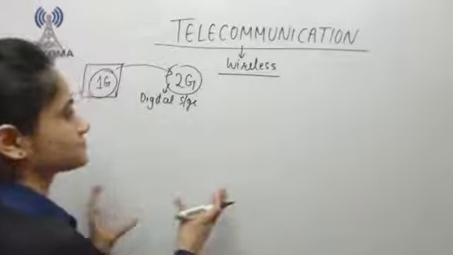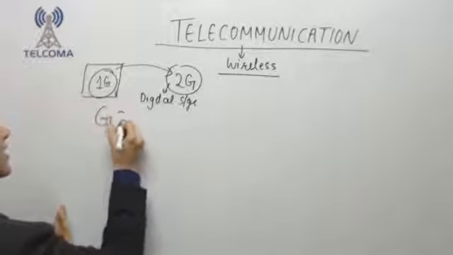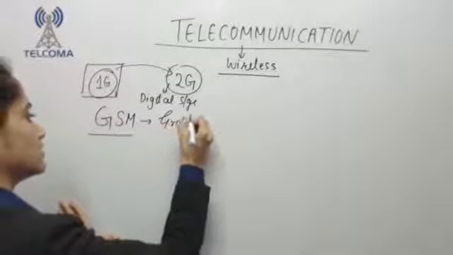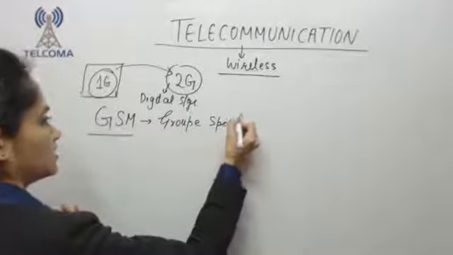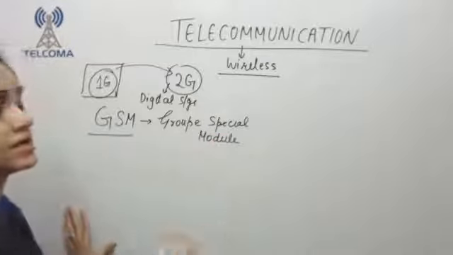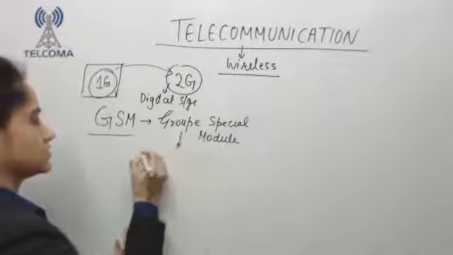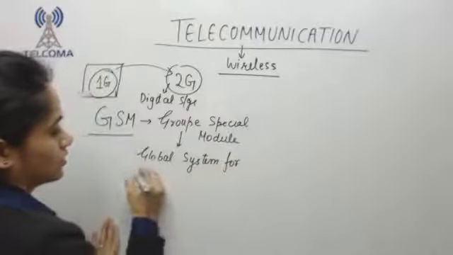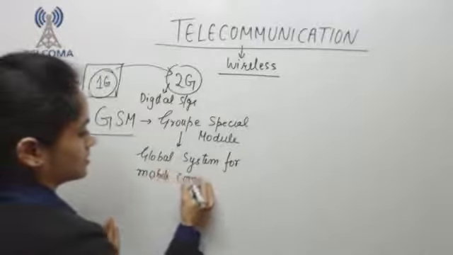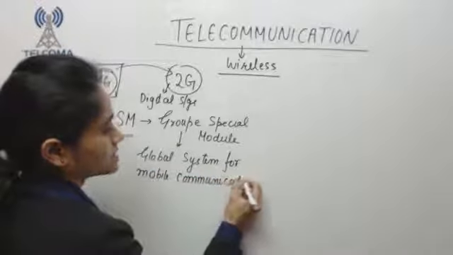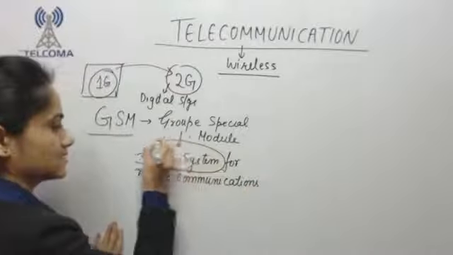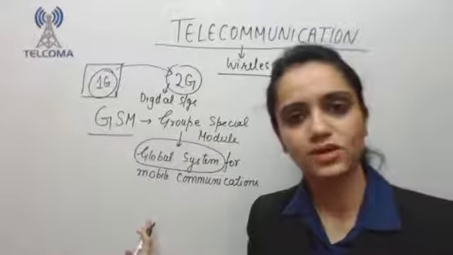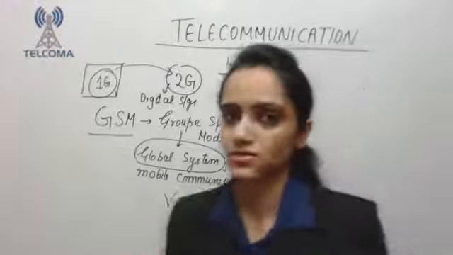For the second generation, we have the technology GSM. When it was discovered, its name was Groupe Spécial Mobile. After that, when it was globally accepted, its name changed to Global System for Mobile Communication. Because it became a global standard, it became a global system and globalized. So its name is Global System for Mobile Communication, and it is a very successful technology in the second generation for voice communication.